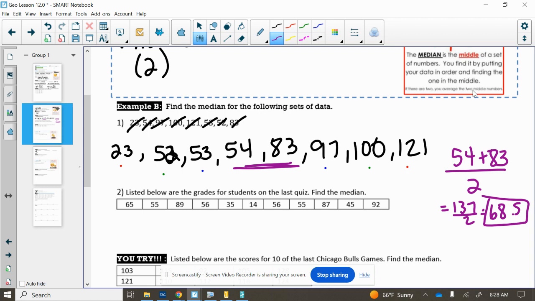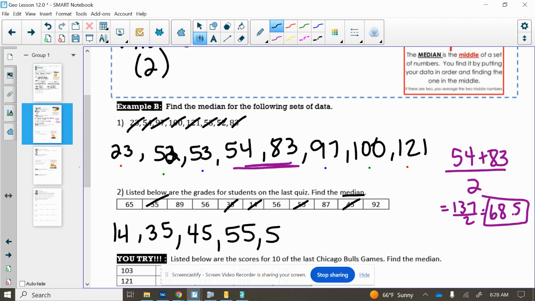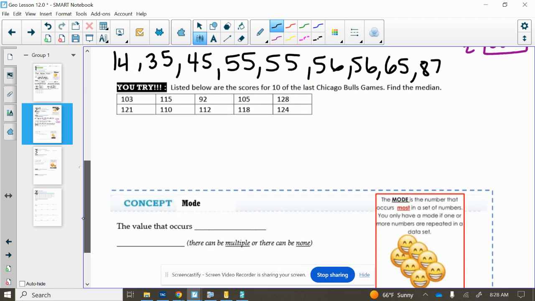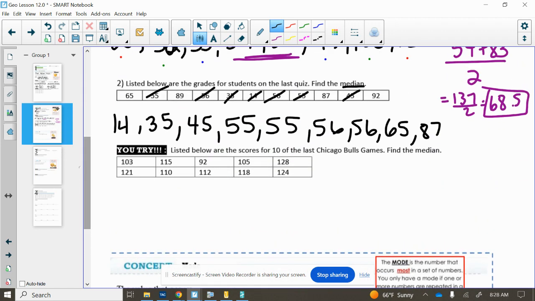And the next one, we are given the grades for students on the last quiz. Again, in order to find the median, I like to put them in order so we could double check. So again, lowest was a 14, and then the next lowest was 35. Next lowest from there was a 45, 2 55s, a 56, another 56, and then 65, 87, 89, and then 92.